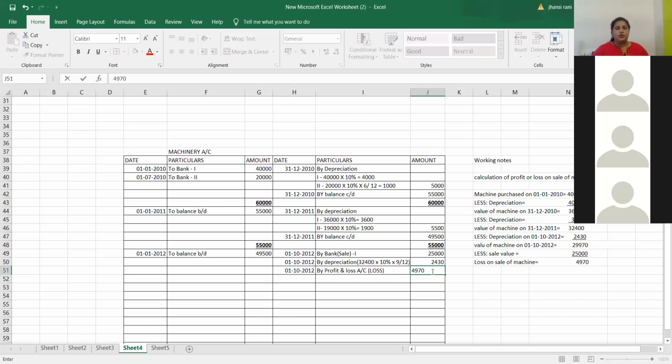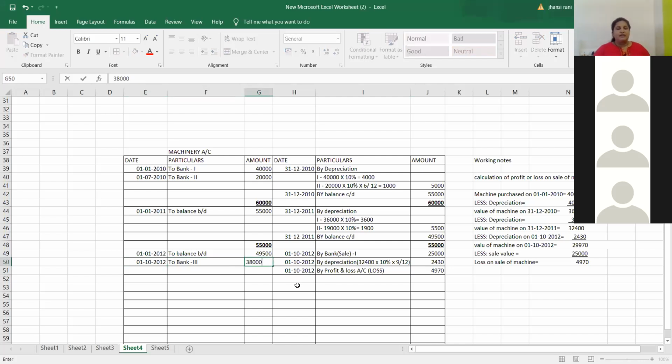Now we ended the matter of first machine. There is no existence of machine 1. What we are doing on this day? On this day, we are purchasing another machine on the same day. So this machine will be called machine 3. Our entry will be machinery account debit to bank account. So I'll write here to bank, third machine, and the value of third machine is 38,000.